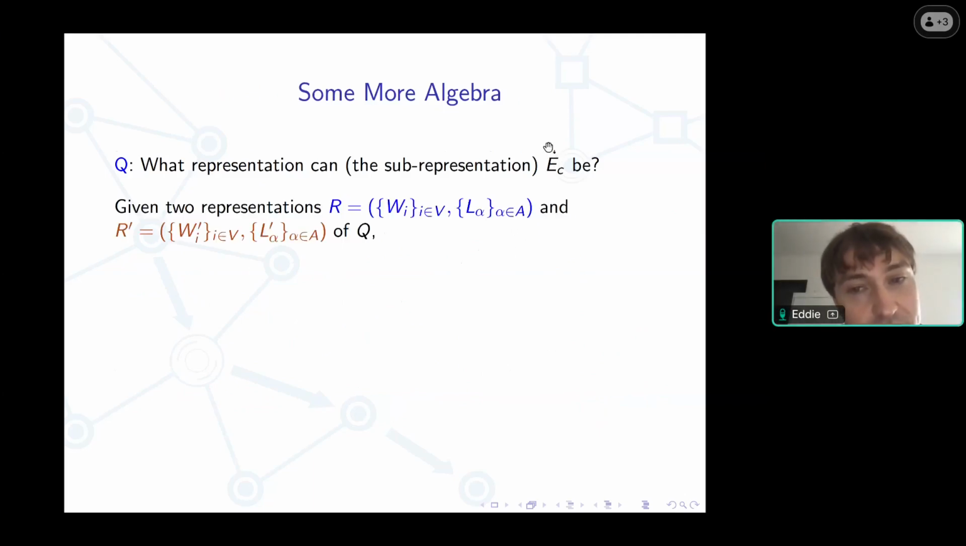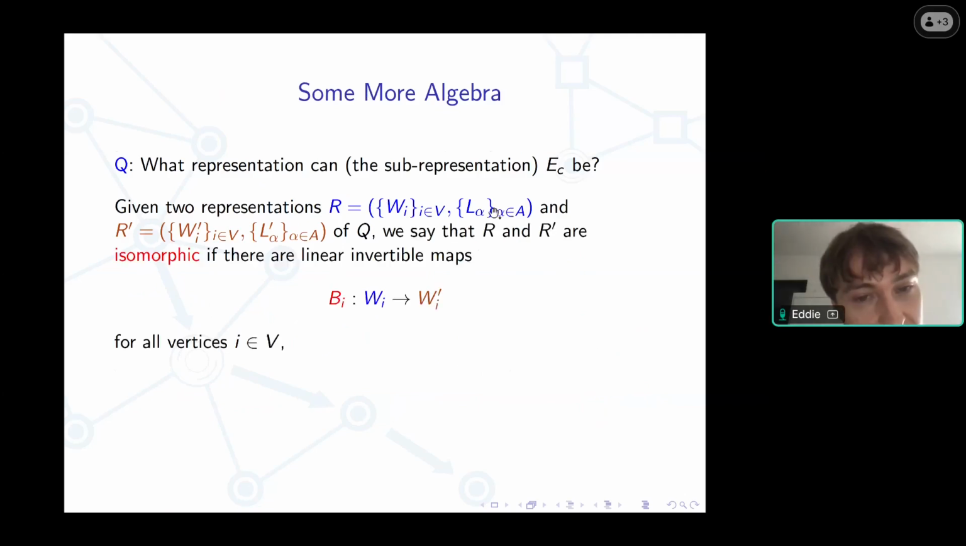Given two representations of the same quiver, and this is really going to mimic what you're used to for groups, we say that these two representations are isomorphic if there are linear invertible maps between all the vector spaces living there, such that there is a compatibility, a commuting diagram, for every arrow's linear map. I'll give a commuting diagram in the next slide. So this has to hold for every arrow.